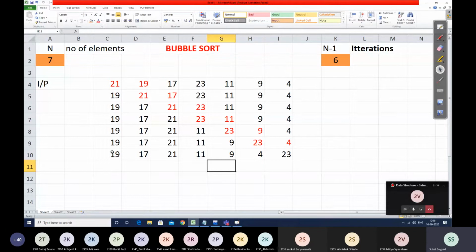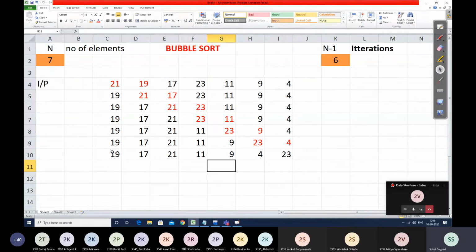Now I have reached till last position. I have done all the comparisons. So this becomes the output of my first iteration. What was my first iteration? What did I tell you? What will be the output of first iteration? The largest number will be pushed to extreme right.